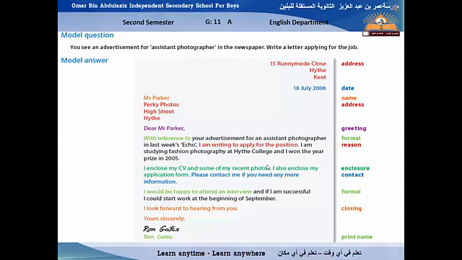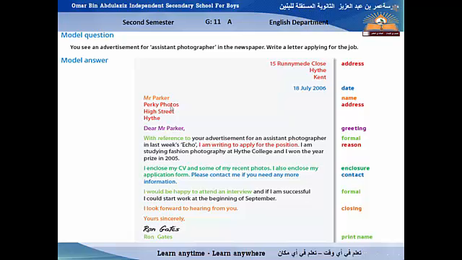Here we can see an example. Model question: You see an advertisement for assistant photographer in the newspaper. Write a letter applying for the job. Now the model answer. As you can see, in the right top corner we write the sender's address, and here the date.